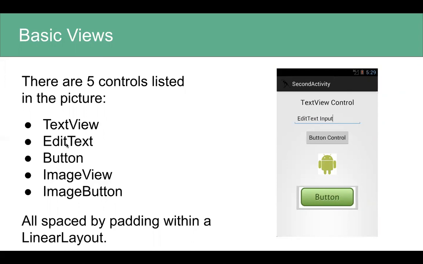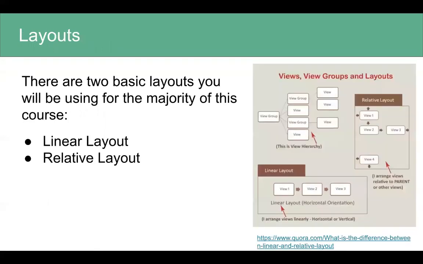They're pretty self-explanatory. Text views display text, edit text lets you enter text, and buttons are clickable views which allow you to perform a certain activity by clicking them. Image views allow you to display an image, and image buttons basically operate like buttons but have a fancy image on them so that they look good.